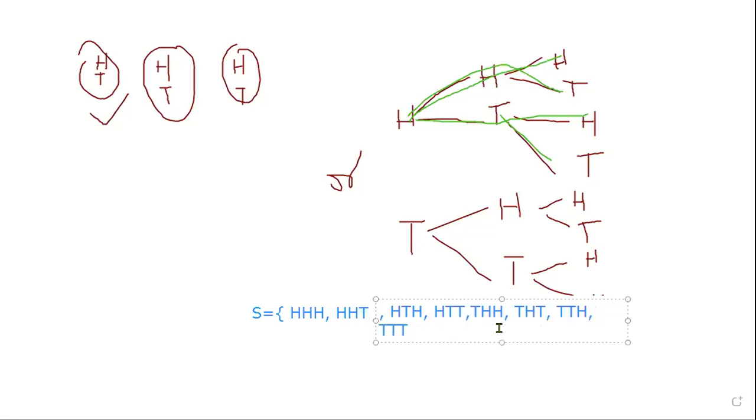So this is the sample space, okay? This is the sample space for tossing three coins at a time. These are all the possible outcomes.